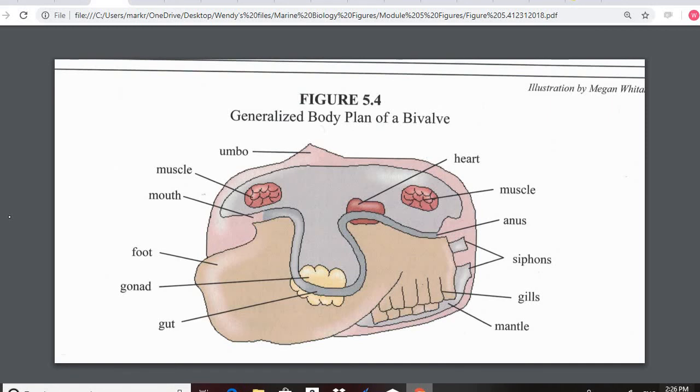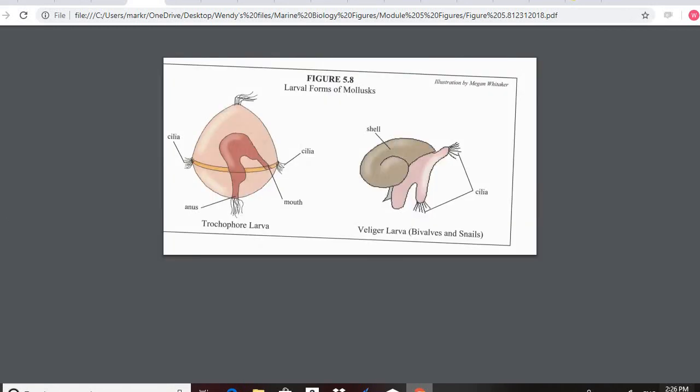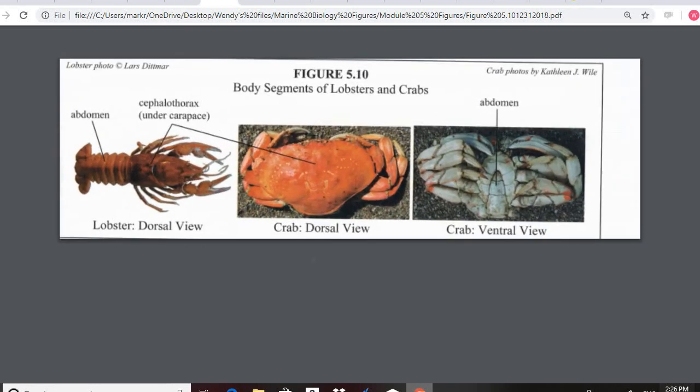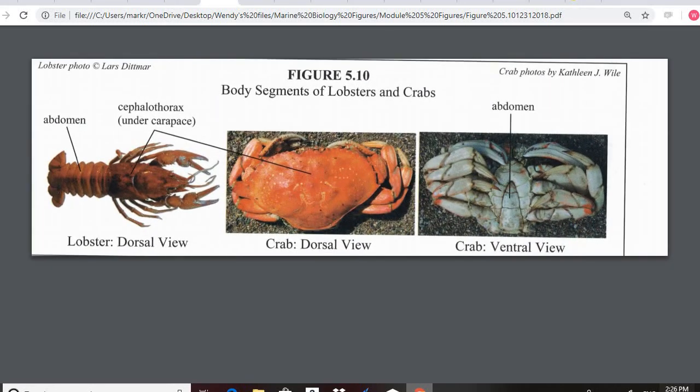Okay, let's go through some of these figures. So that's the bivalve. We already looked at that. Here you can see the body segments. On this lobster, you can see the cephalothorax, so the head and the thorax combine into one segment, and then you have the abdomen on the back end. Here's a crab where this whole thing would be the cephalothorax, and then the abdomen underneath there.